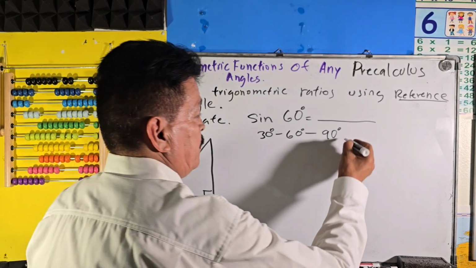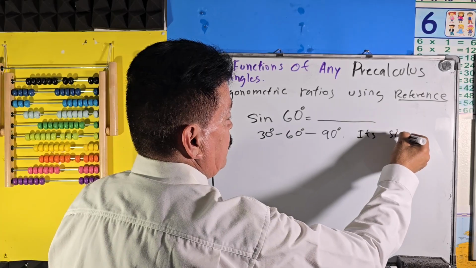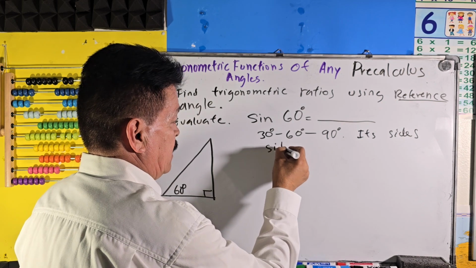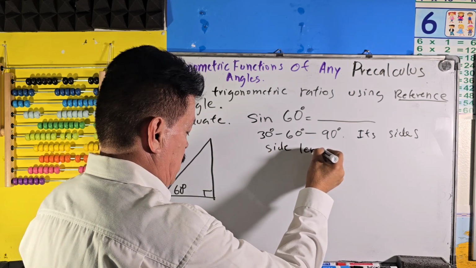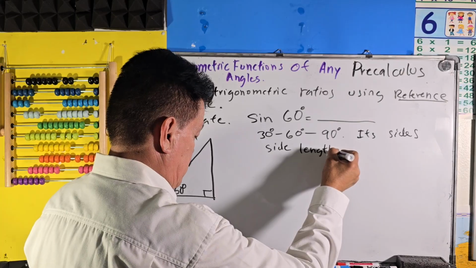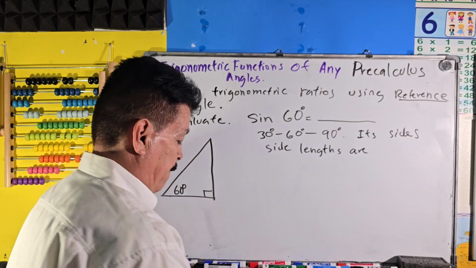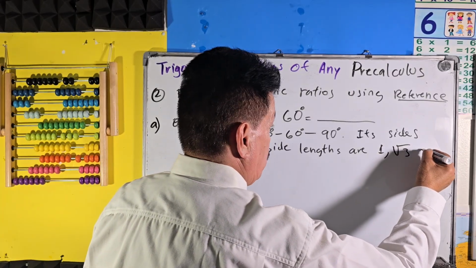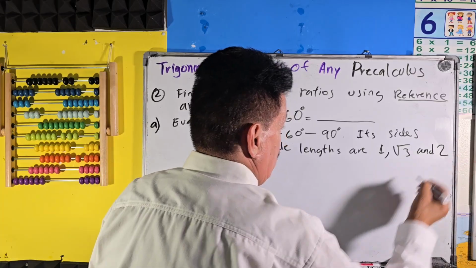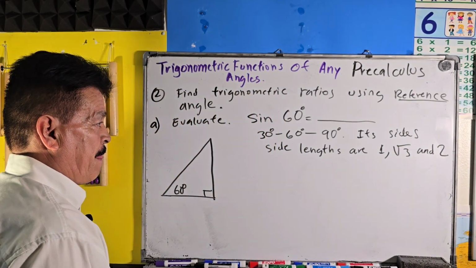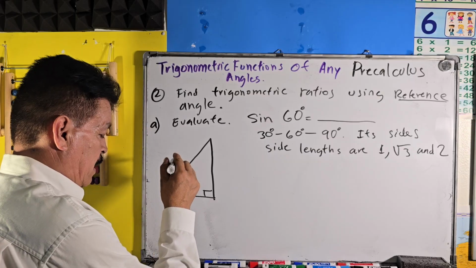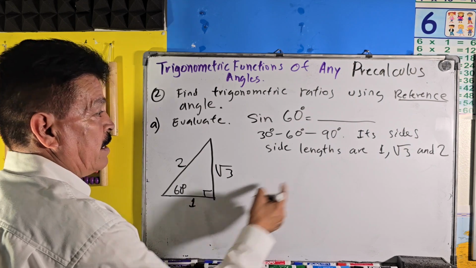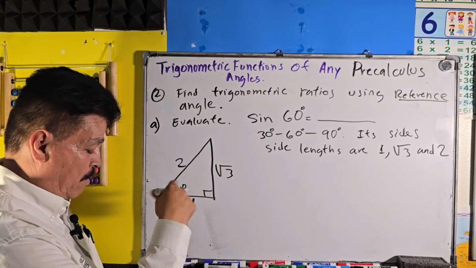Remember, the side lengths are 1, square root of 3, and 2. I already taught you this. This means we have here 2, this is square root 3, and this is 1, right? This is our triangle.